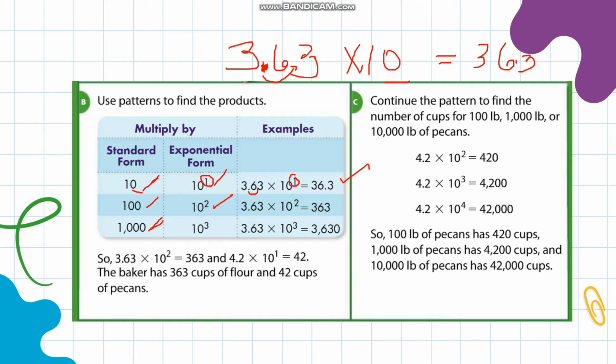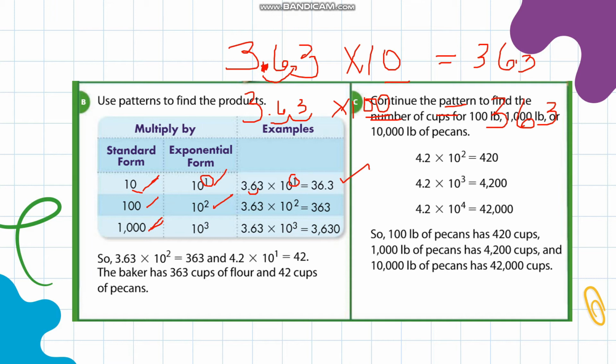The same thing if it is multiplied by 100. 3.63 multiplied by 100, so I have two zeros. The number of zeros is the number of movements from the decimal, so I need to move 2. My decimal is at the end of the digits. If the decimal is at the end of the digits, it means your answer is a whole number, because that is 363 or 363.0, because 0 has no value.